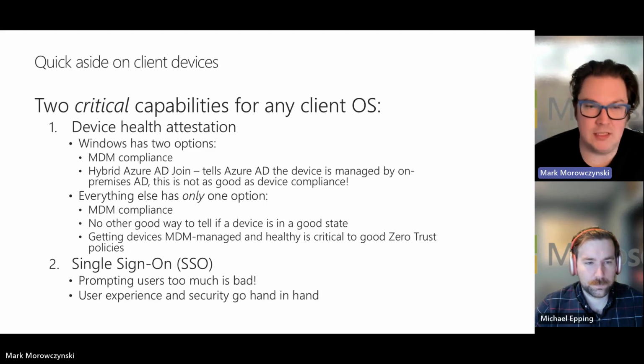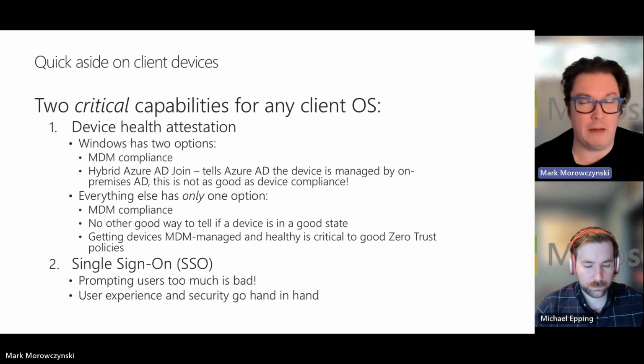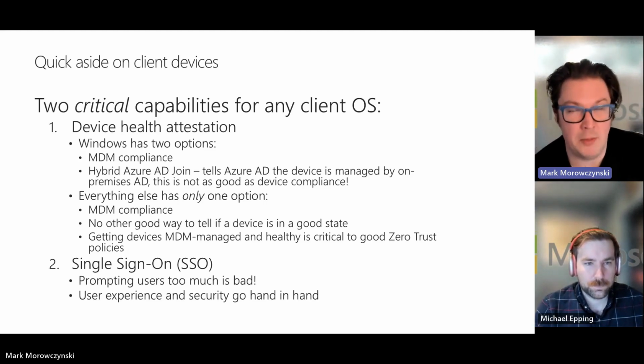The first option is hybrid Azure AD join, which doesn't tell us a whole lot. We make some assumptions here. It basically means it's domain joined. There are probably some group policies being applied to it, but that's about it. We actually don't know any state about the device.